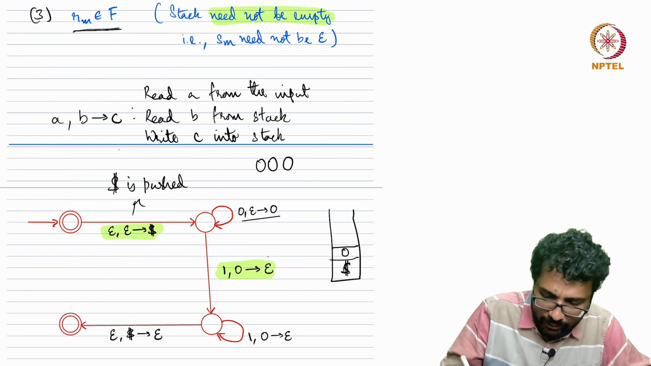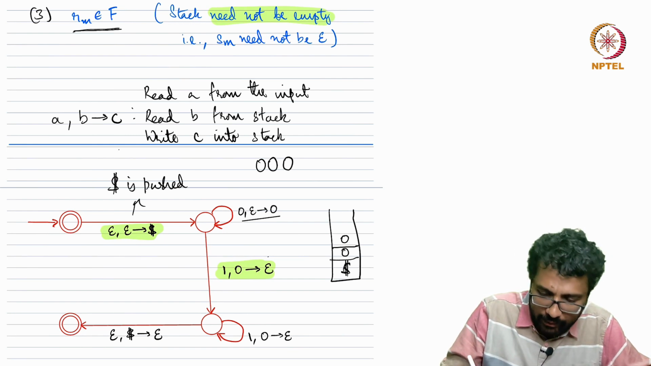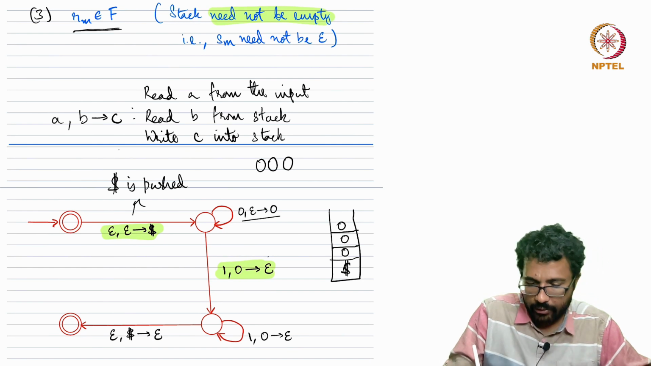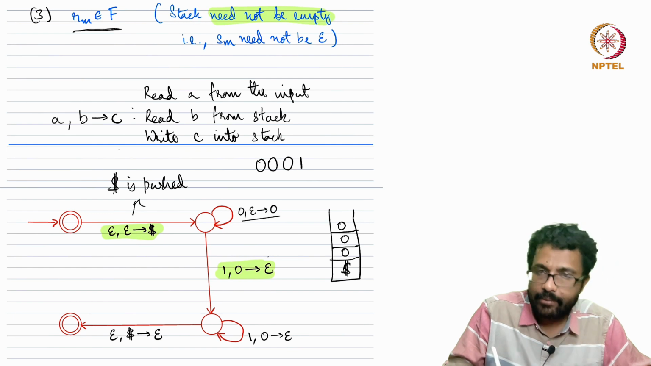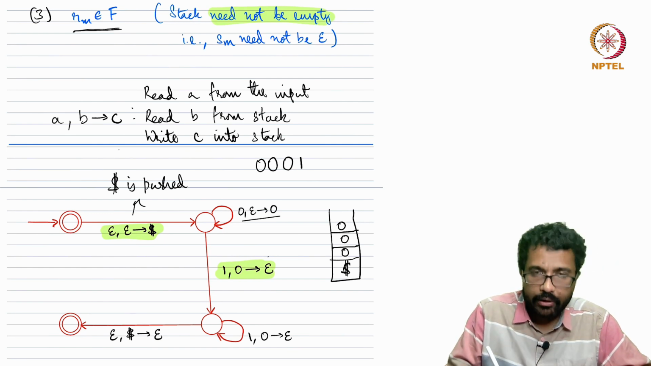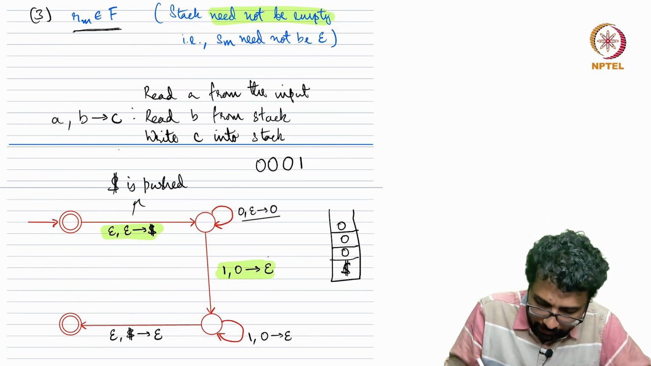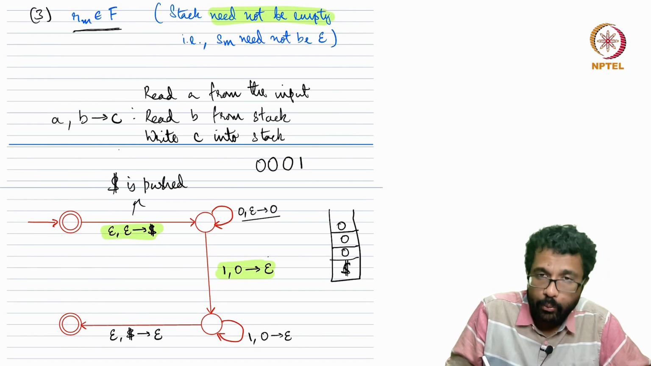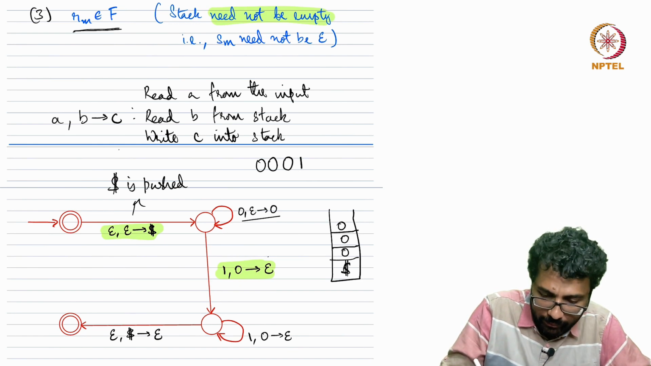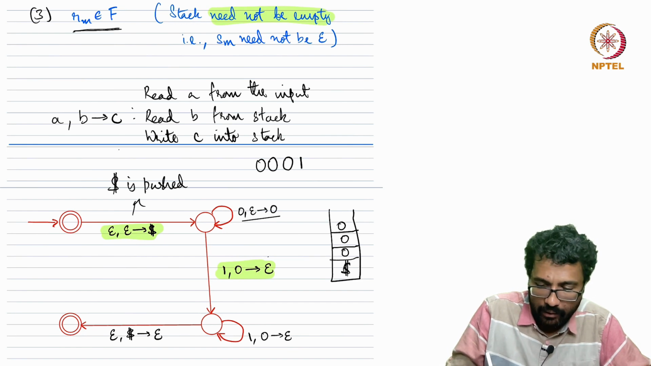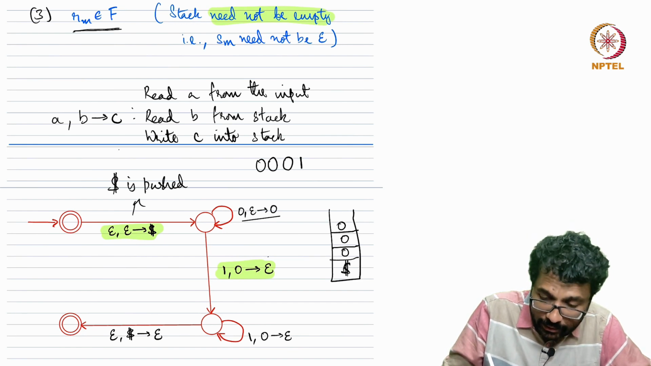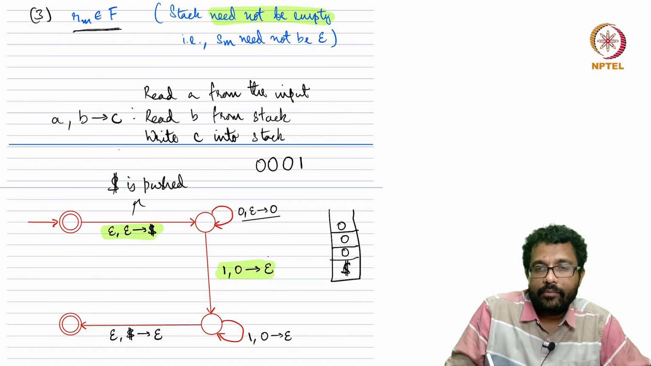Then you read the second 0 and you put a 0 into the stack. Then you put a third 0 and you put a 0 into the stack, right. Suppose that is it. Now the next symbol is 1, let's say. So now you cannot remain in this loop, and the next transition to the next state is by reading a 1 from the input. So you are reading a 1 from the input, which is what we have, and you are reading a 0 from the stack.